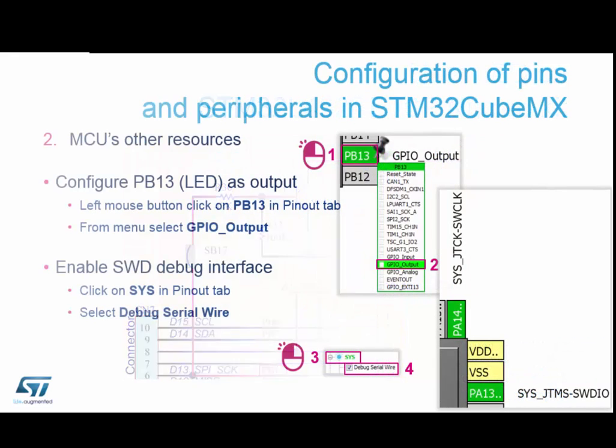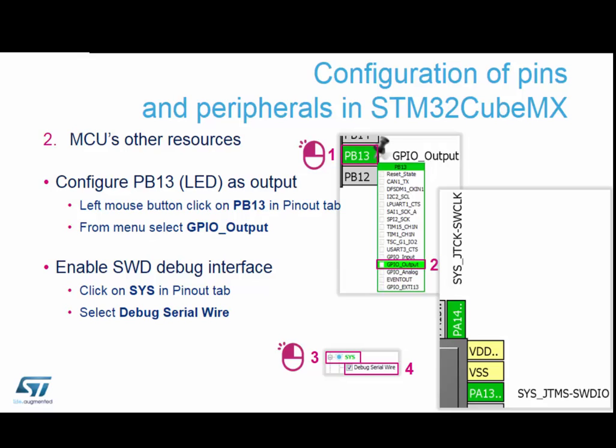So let's come back to the CubeMX. There is the PB13 pin, and I would like you to find it and to configure it in the same way as we did for the other pins. So this means we click on PB13 and we select GPIO output.